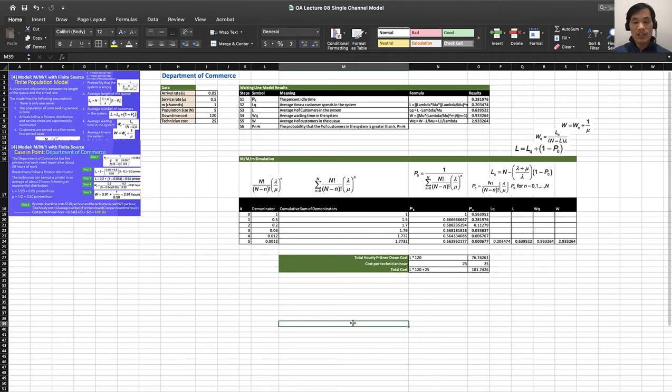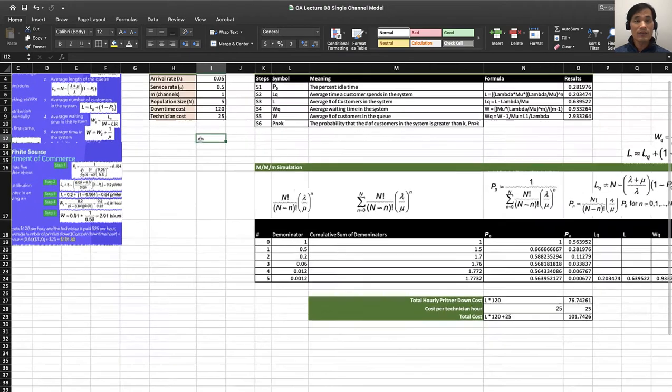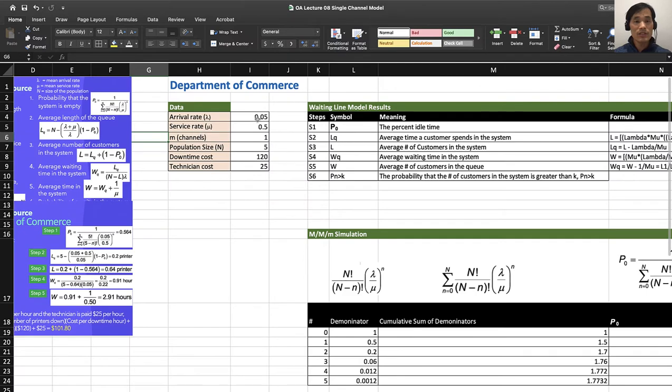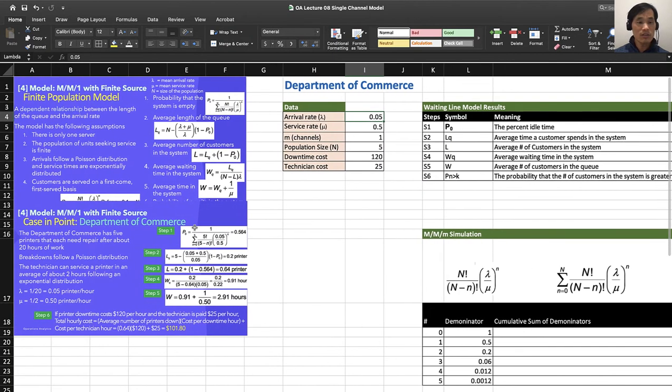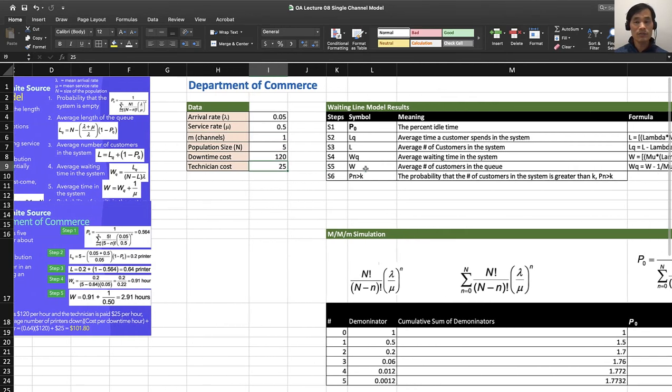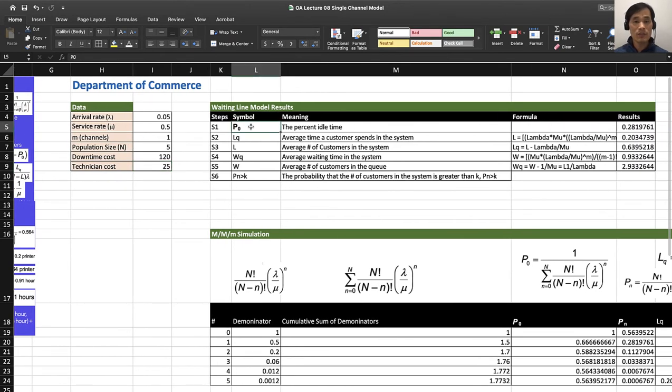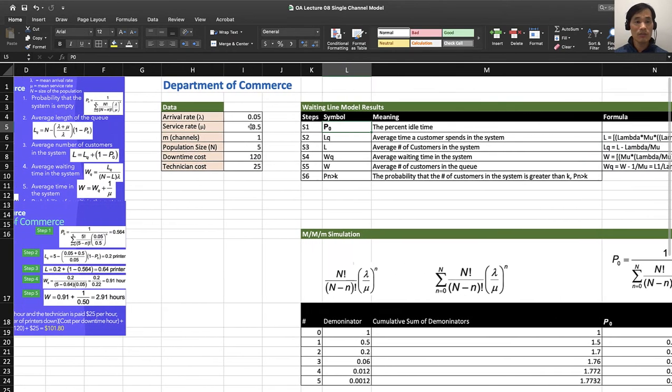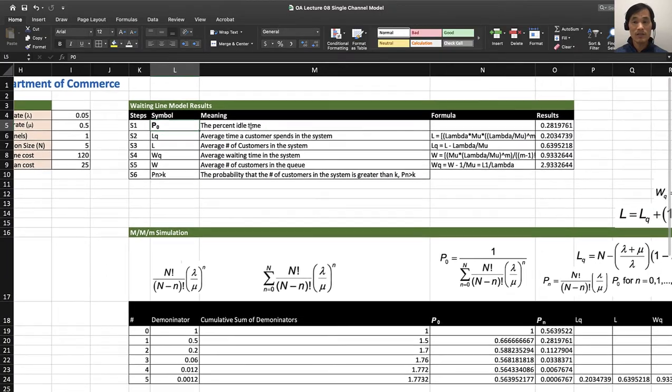Here's the M/M/1 Finite Source demonstration and Department of Commerce case. I have just entered data. The arrival rate is 0.05 that we have calculated over here, and the service rate mu is 0.5. The number of channels is one, the population size N equals 5, the downtime cost is given as $120, and the technician cost is $25. We have to start with P0.